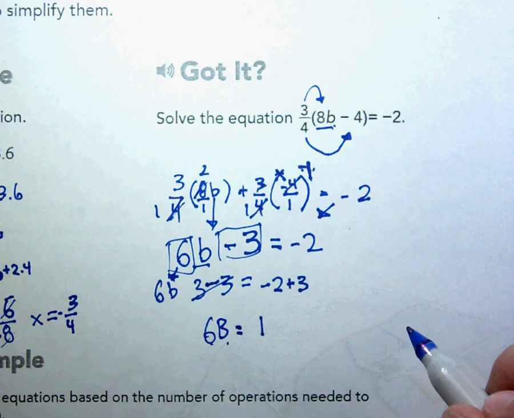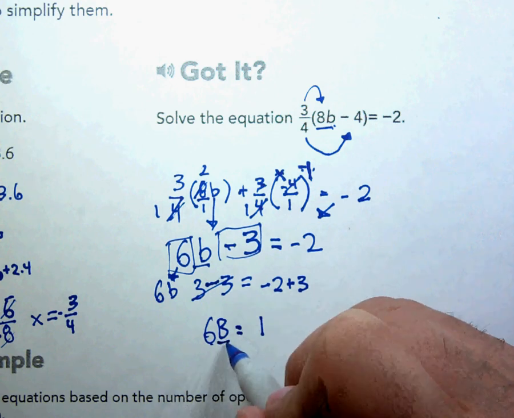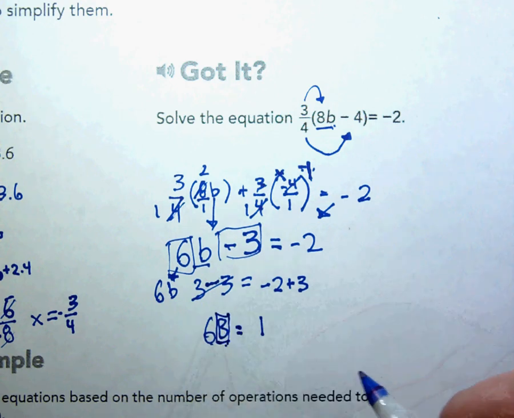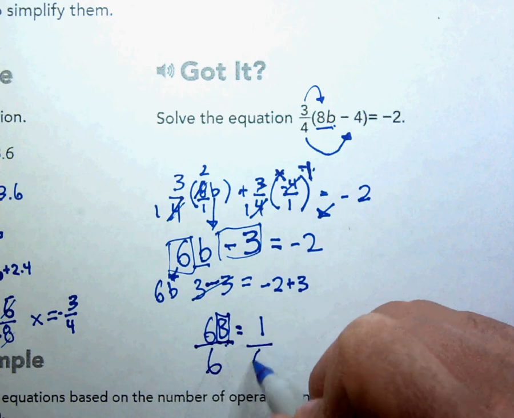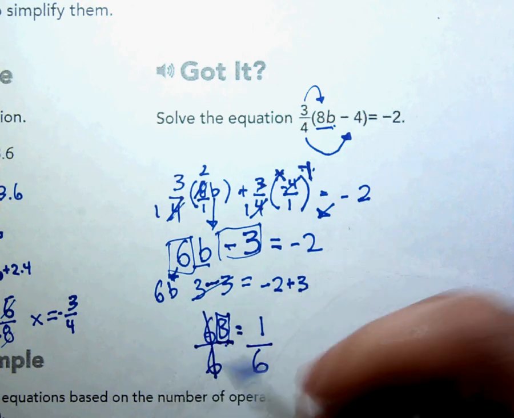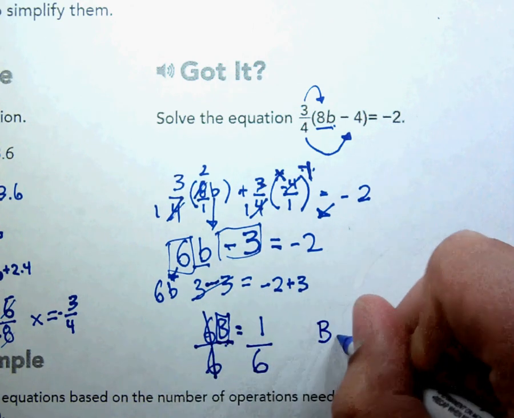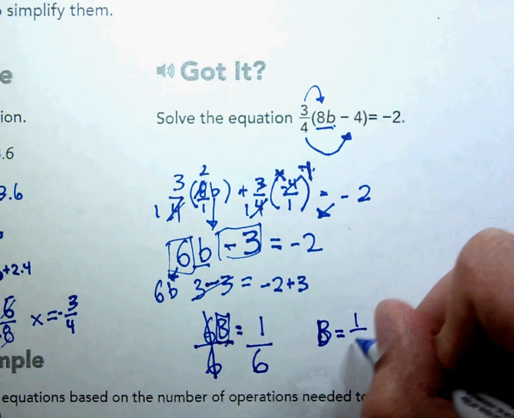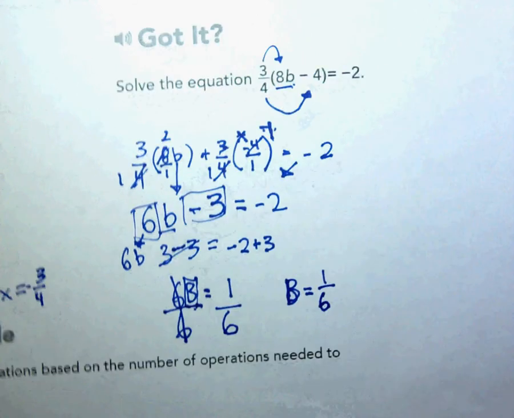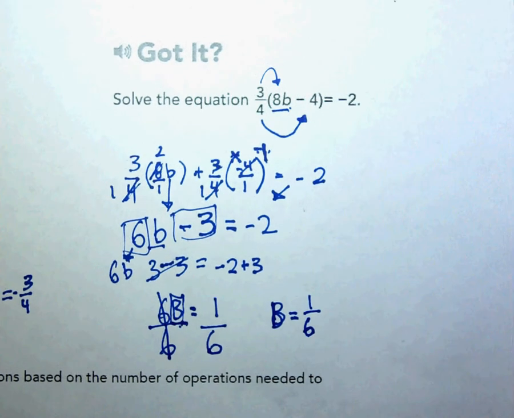Alright, and my 6b is still not alone. I want to get this guy by himself. This is my second step of my equation, so I'm going to divide 6 out. What I do to one side, I do to the other. He's gone. Now I have b is equal, excuse me, it's a lowercase b, but it's fine, equal to 1 over 6. Alright, that's everything we covered in class today.